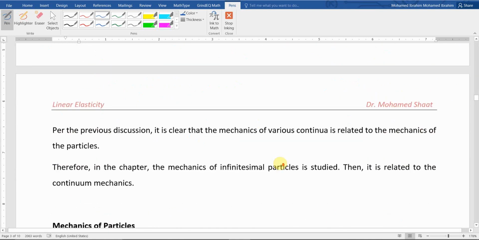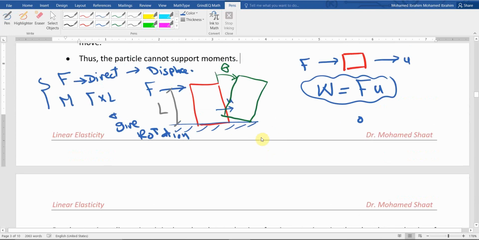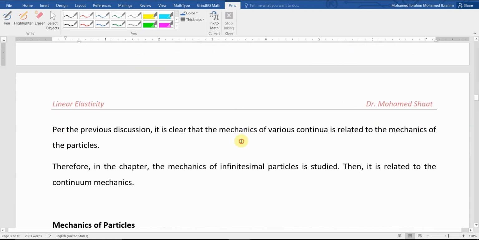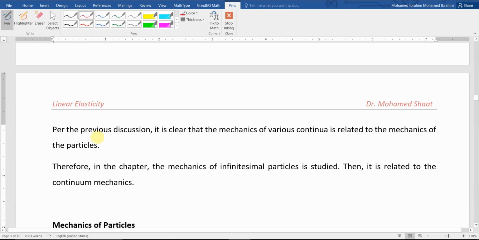So based on this discussion, we're going to see that the mechanics is just behavior, how the materials are going to behave, right? The mechanics of the material all depends on how these particles inside the material are going to move. So per the previous discussion, it is clear that the mechanics of various continua, and by continua I mean different materials, different continuums, different bodies, solid bodies, fluid bodies, whatever they are, is related to the mechanics of the particles themselves, how these particles are moving.